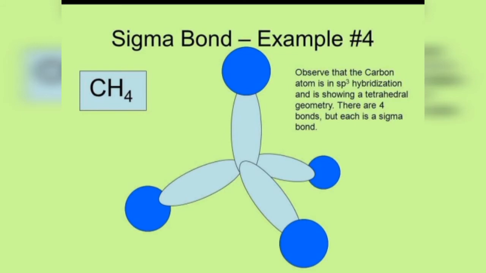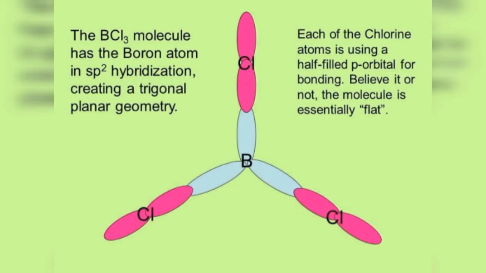Our next example is BCl3, as the boron atom has sp2 hybridization. It has electronic configuration 1s2, 2s2, 2p1. In the excited state, it becomes 1s2, 2s1, 2px1, 2py1. It has 3 unpaired electrons. These 3 unpaired electrons combine with the 3pz unpaired electron of chlorine and form 3 sigma bonds.